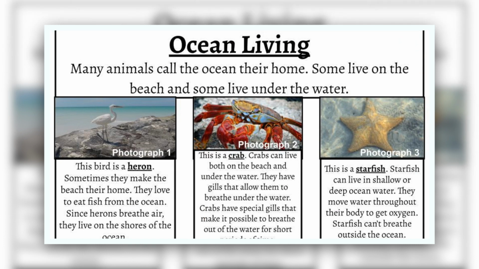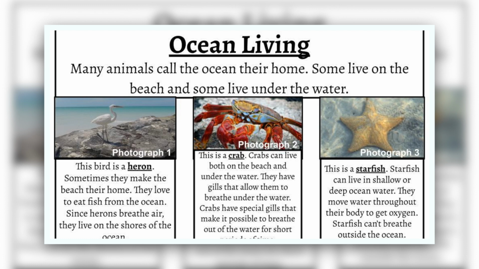Ocean living. Many animals call the ocean their home. Some live on the beach and some live underwater. This bird is a heron. Sometimes they make the beach their home. They love to eat fish from the ocean. Since herons breathe air, they live on the shores of the ocean.